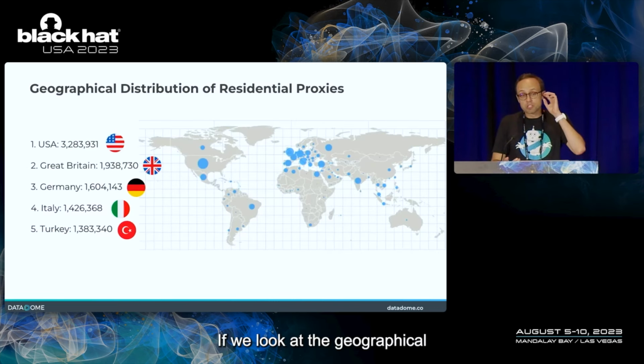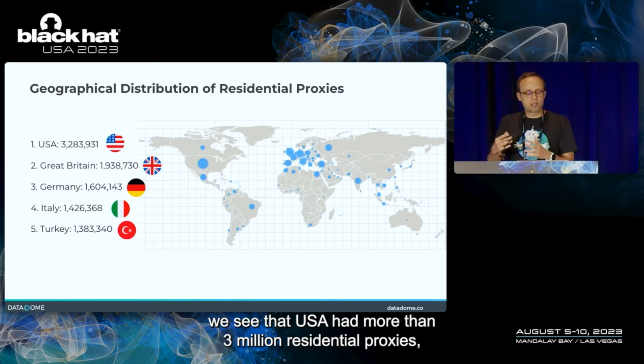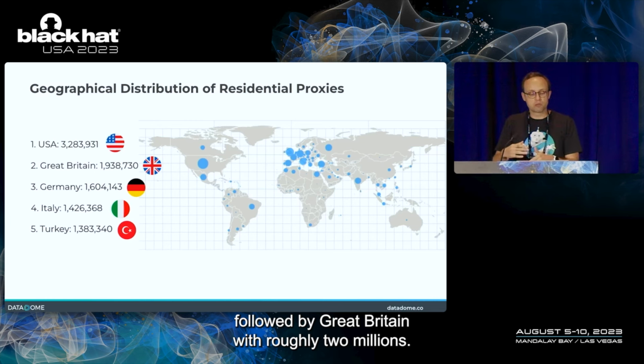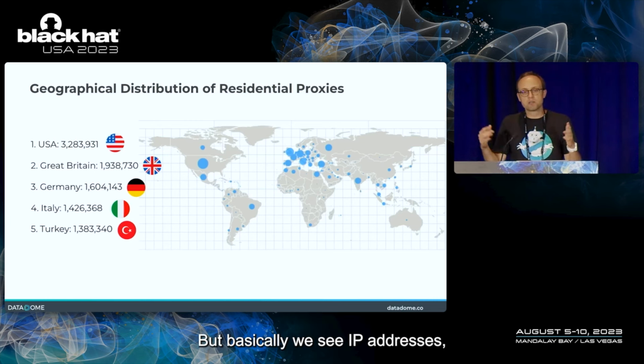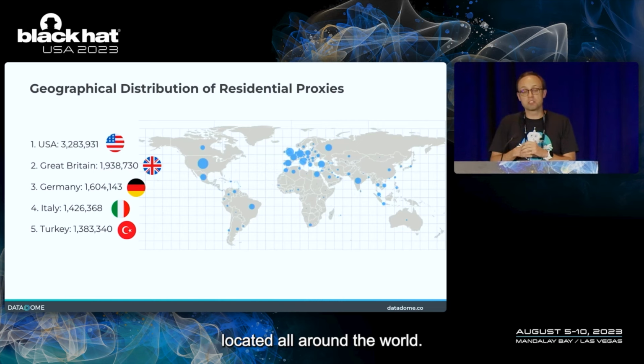If we look at the geographical distribution of residential proxies, we see that the USA had more than 3 million residential proxies, followed by Great Britain with roughly 2 million. But basically, we see residential proxy IP addresses located all around the world. All countries are impacted.